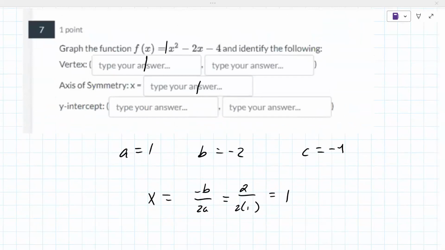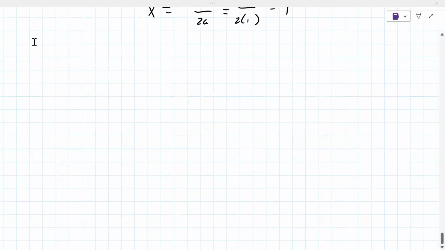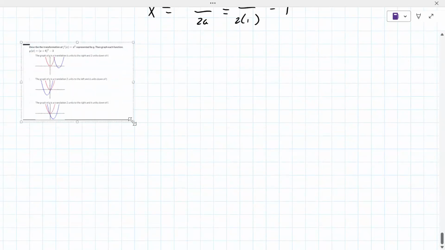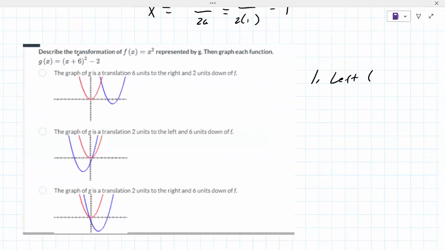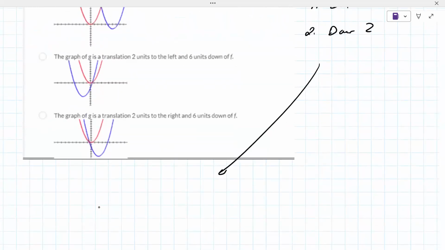All right, so let's take a look at this next one here. So the first thing is this x plus 6. Which direction is that translating it? Left or right? Left. Left 6, and then this -2 is down 2. So you're just looking for the one that's left 6 and down 2. It's probably the one that we don't have. Okay, I want to confirm that.